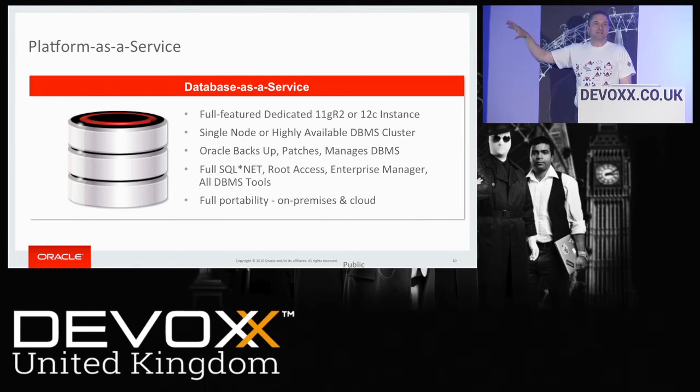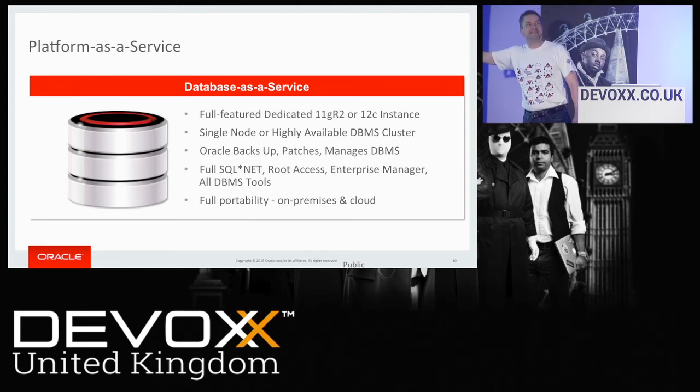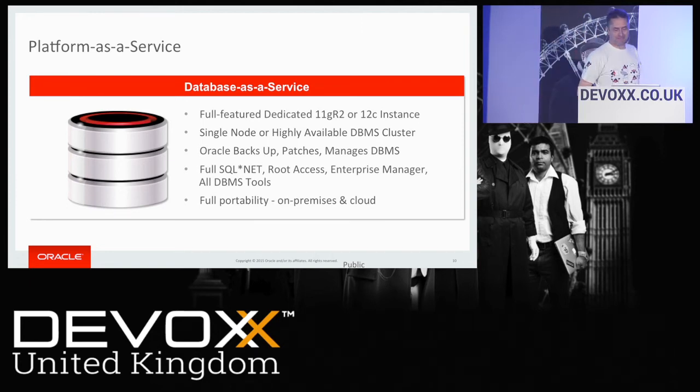What you get in terms of access is exactly what you need. So you've got all of the SQL*Net access. You can even get root access into your database. You can get Enterprise Manager connected to that, so you can actually monitor it in the same way that you would with a local database. You can just do it through the network. And full portability, so you can either host it in our cloud or you can do it on-premises.